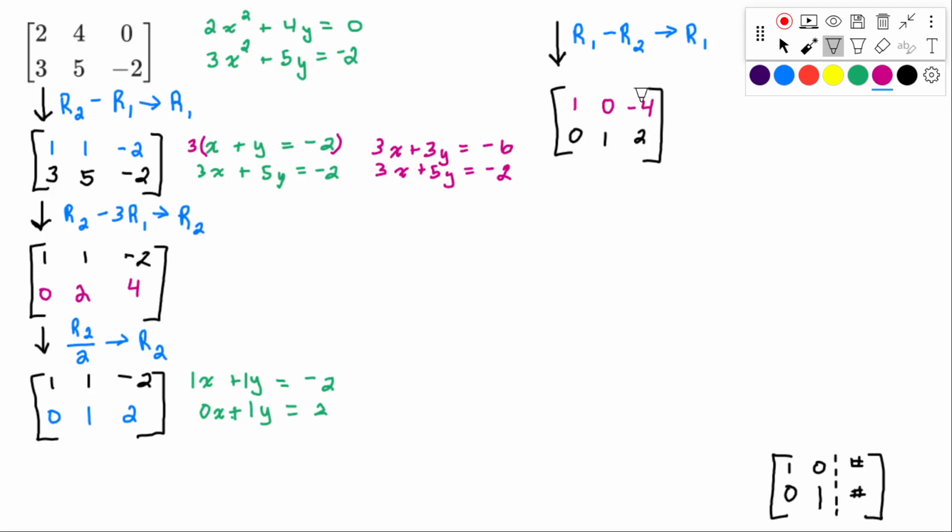So now you can see that I have on the first two columns ones and zeros. You want to have ones follow a diagonal. It just helps keep things organized. And we can now say that our solution is x equals negative 4 and y equals 2.